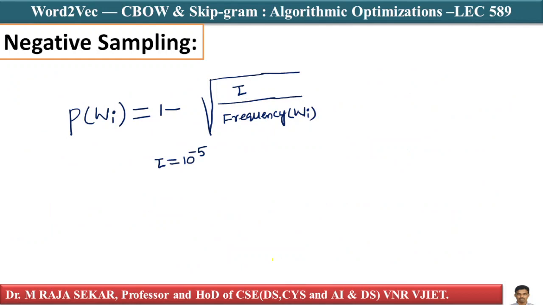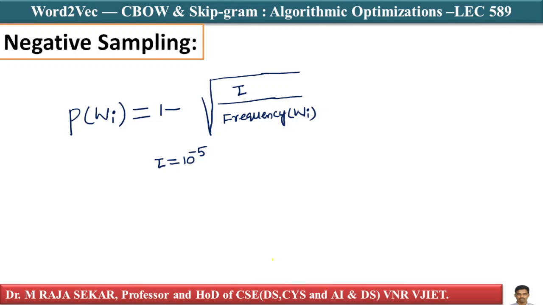How do you sample? We can sample probabilistically as follows. The probability of sampling a word Wi is P of Wi equal to 1 minus the square root of tau by the frequency of word i. Here tau means a threshold. Tau is a threshold value, and typically its value is 10 to the power minus 5.